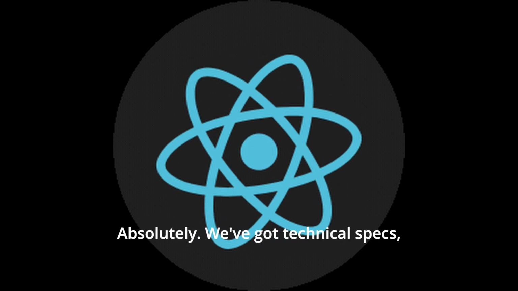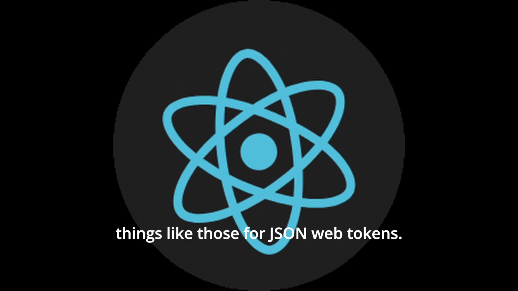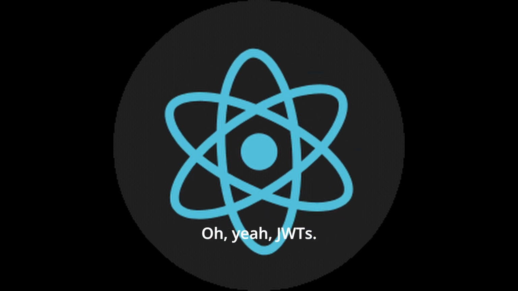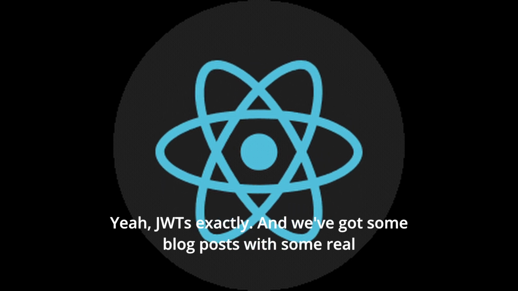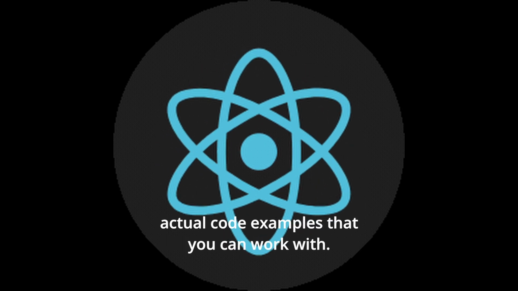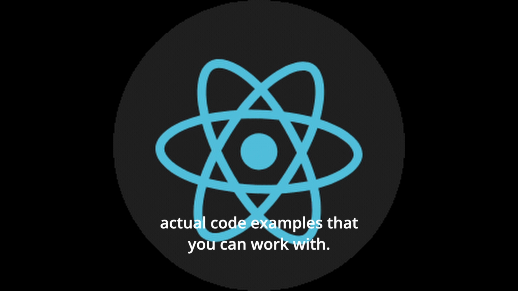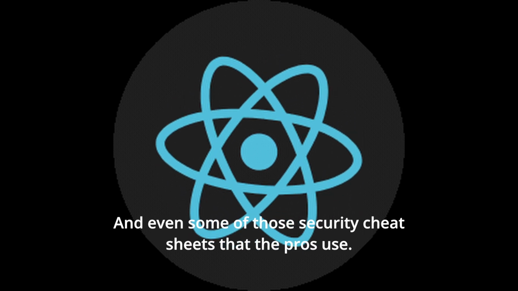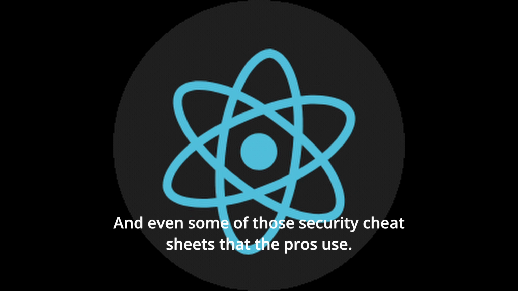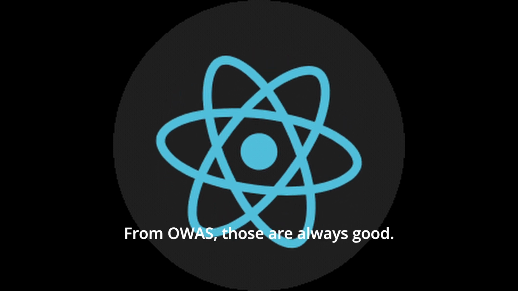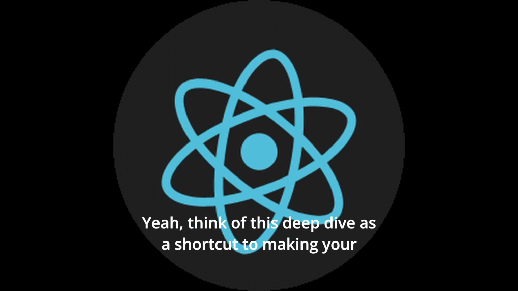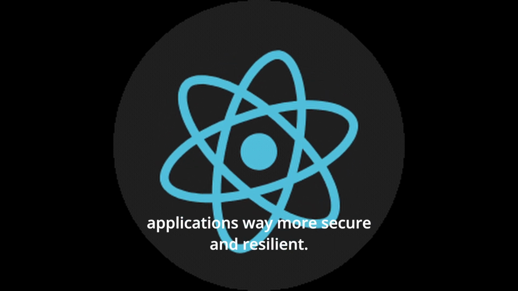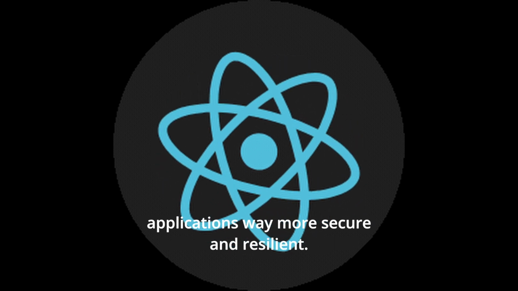Absolutely. We've got technical specs, things like those for JSON Web Tokens. JWTs, exactly. And we've got some blog posts with some real actual code examples that you can work with. Always good to have some hands-on stuff. And even some of those security cheat sheets that the pros use. From OWASP, those are always good. Yeah, think of this deep dive as a shortcut to making your applications way more secure and resilient.